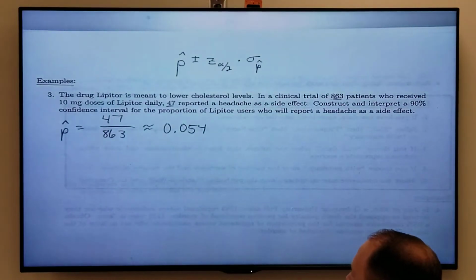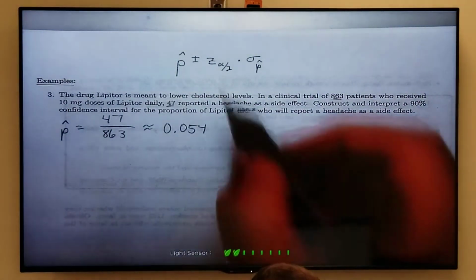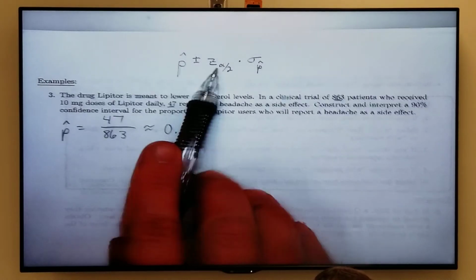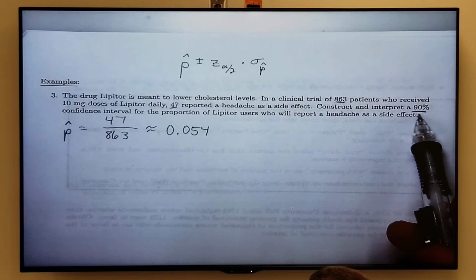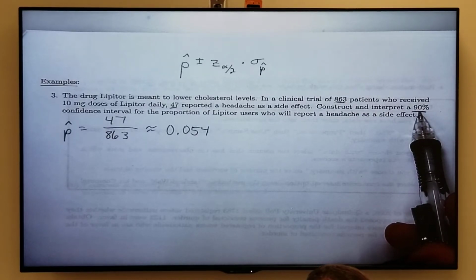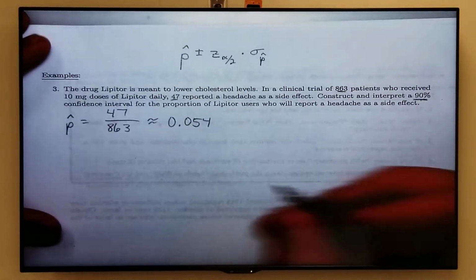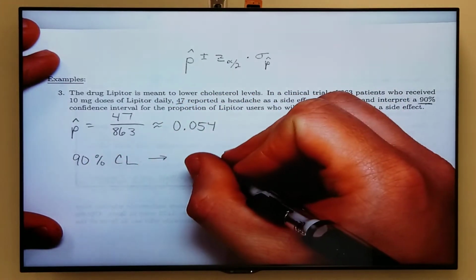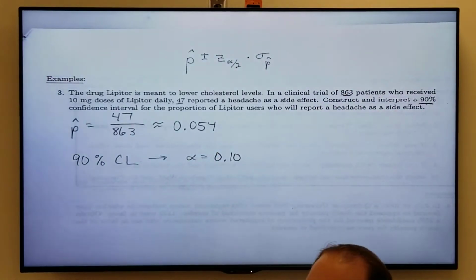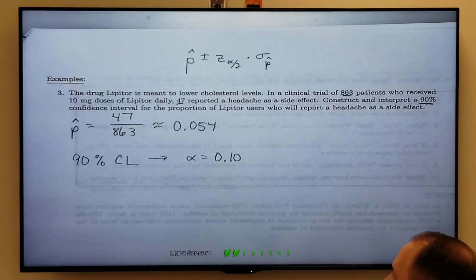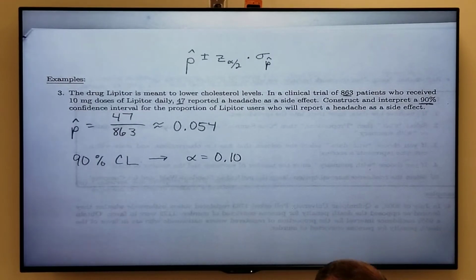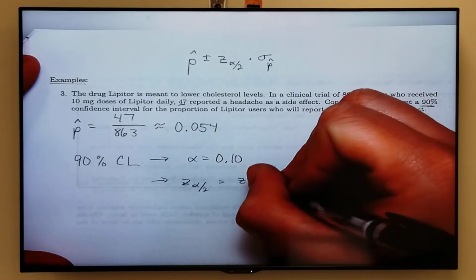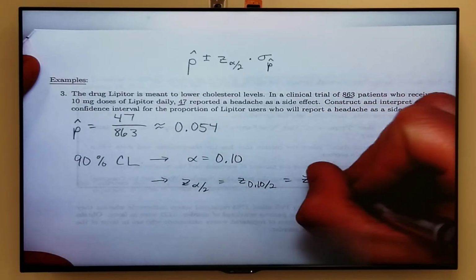Okay? Where z sub alpha over 2 is our critical value, and the alpha in that z sub alpha over 2 is related to our level of confidence here, right? We want to be 90% confident. We want a 90% confidence interval, okay? So if we want a 90% confidence level, then that means that alpha should be 0.10, right? Because 100% minus 90% is 10%. 10% as a decimal would be 0.10. That means that z sub alpha over 2 would be z sub 0.10 divided by 2, which would be z sub 0.05.